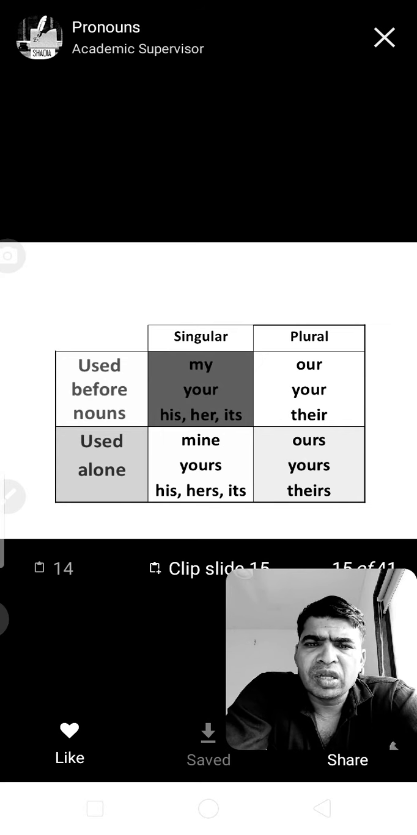Singular and plural used before nouns: my, your, his, her, its. Plurals: our, your, their. Used alone: mine, ours, yours, his, hers, its, theirs.